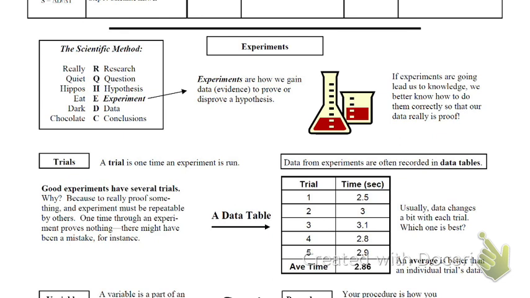The scientific method uses these 6 steps. First, you research. Then you make your question. Form your hypothesis. Do some experiments to test your hypothesis. Collect your data. And use your data to draw a conclusion. So they go in this order. They've given you this mnemonic, what is it called? Mnemonic device? Really quiet hippos eat dark chocolate to help you remember the order those words go in.